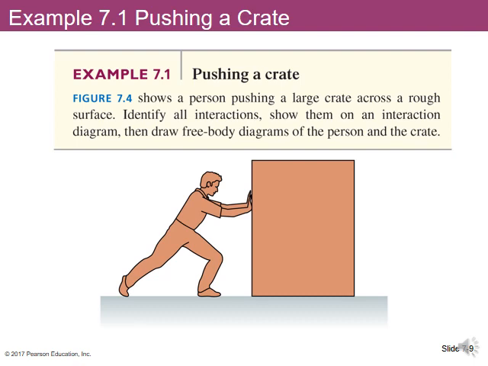Let's look at an example of how we might identify what forces are acting on the objects in a situation where you do have interactions between multiple objects. So let's look at an example of a person pushing a crate. Here we have a picture. A person pushes a large crate across a rough surface. We want to identify all the interactions that are going on here, show them on the interaction diagram, and then draw free body diagrams of the person and the crate.